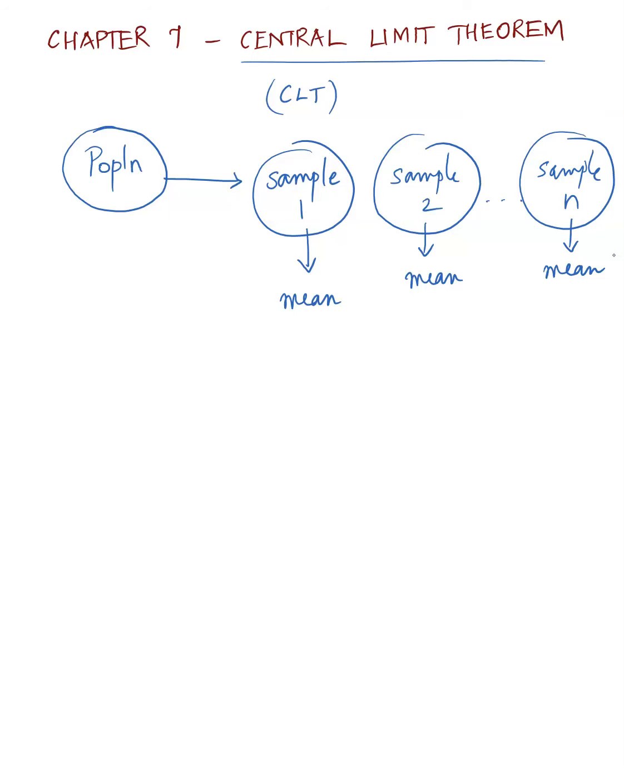In fact, there is a CLT for sums as well. We're not going to look at that. We're going to focus only on the CLT for means. So if we took all these means, to make this idea meaningful, we want the sample size to be greater than or equal to 30. That's just a general rule of thumb. The more you have, the better.